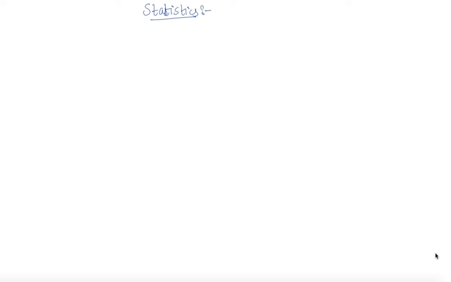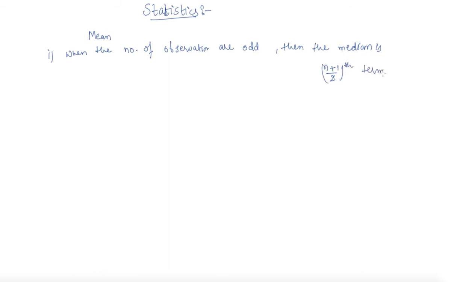So in today's lecture, we will start a new chapter named statistics. As we have discussed earlier in previous classes, we have learned how to find the median. The first case is when the number of observations under experiment is odd. The formula we use here: if we arrange it in ascending order, the median is the (n plus 1) by 2th term. And the formula that we use for mean is sum of observations upon number of observations.